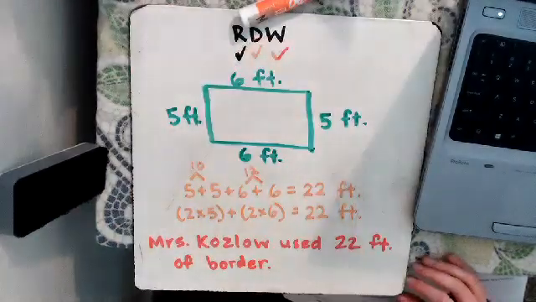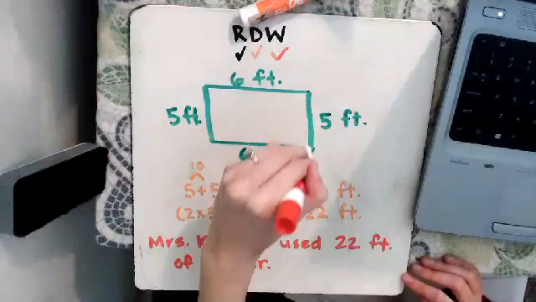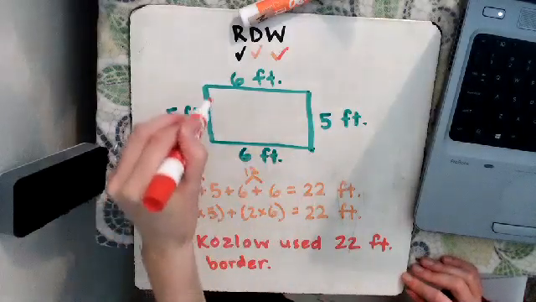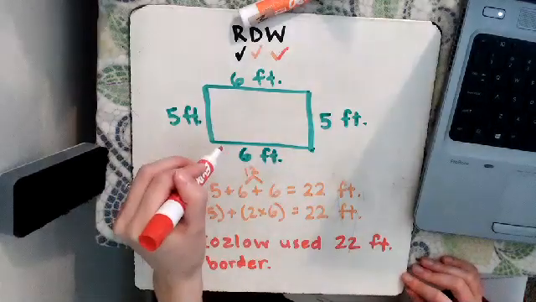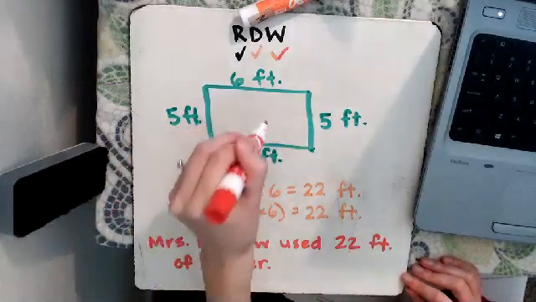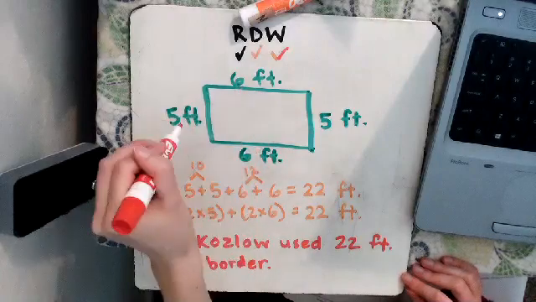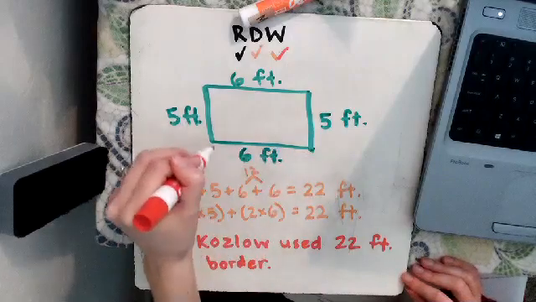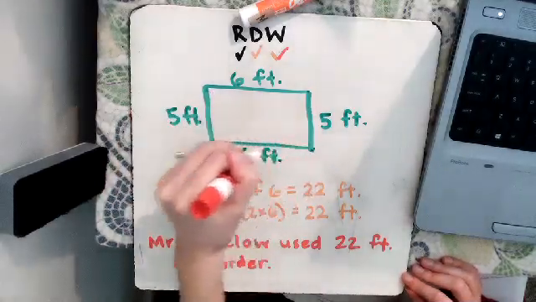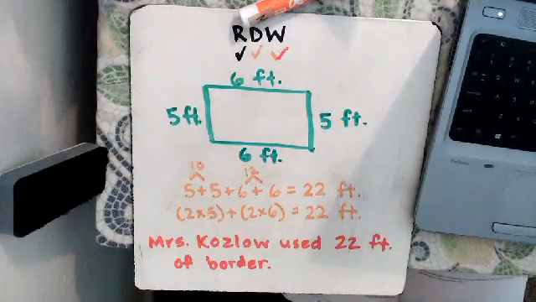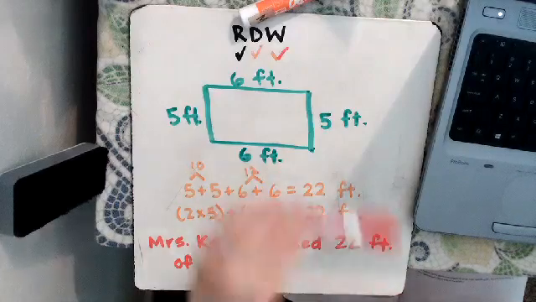By the way, is 22 the perimeter or the area? It is the perimeter, the outside. If this asked you for how much space the bulletin board takes up, then we would find the area, which would be 6 times 5, 30 square feet. However, this is asking for the outside. How much border did you use? 22 feet. All right, so pause that and copy it down if you have not done that yet.